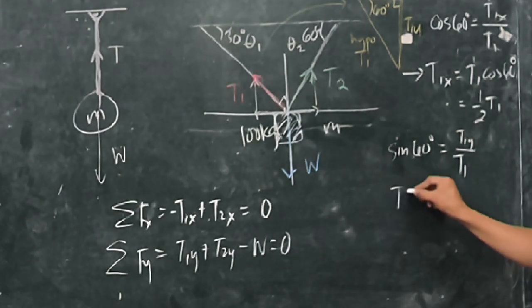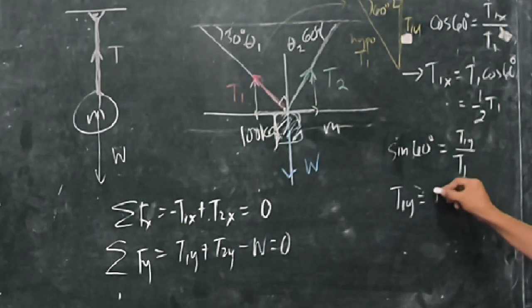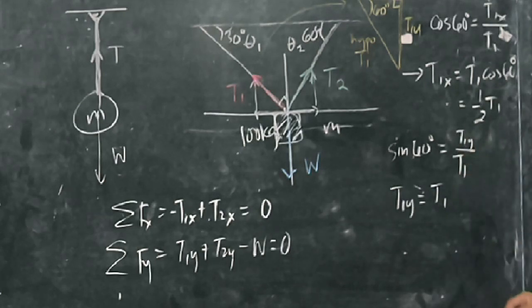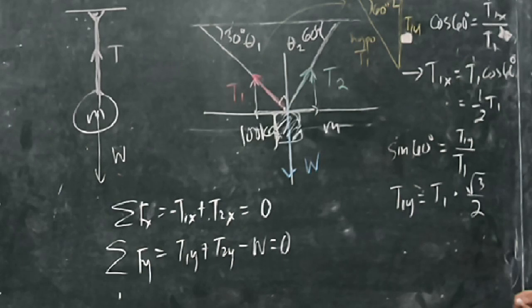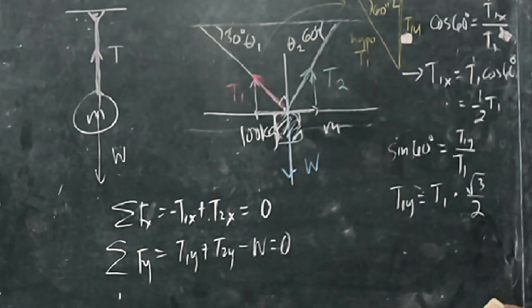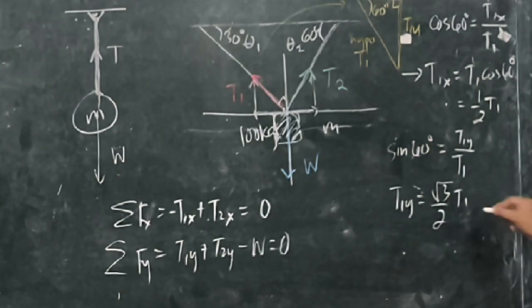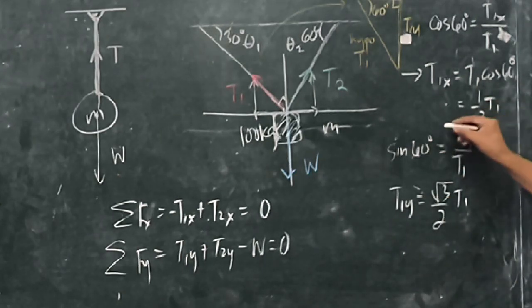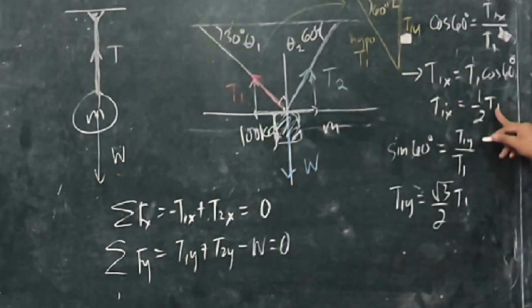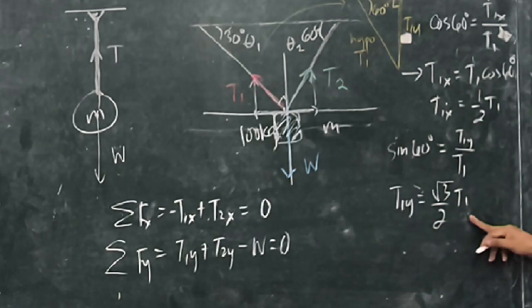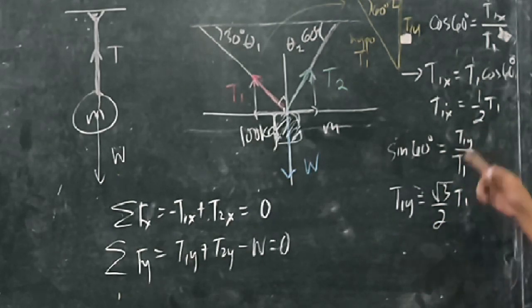So from here, you know that T1y would be equal to T1 sine of 60. But sine of 60 is square root of 3 over 2. That's sine of 60. It's a special angle. Well, you can put the decimal, but I don't want to round off as of now. So I'll just write this as square root of 3 over 2 times T1. Notice that T1x is now given in terms of T1 and T1y is given in terms of T1, right? How about T2x?